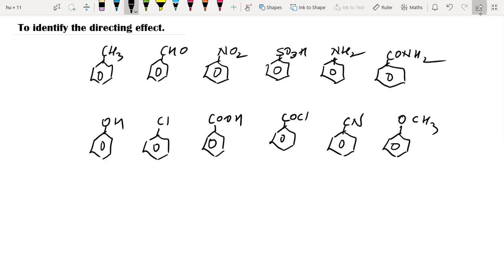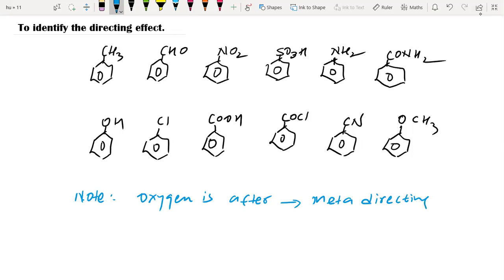Okay, 12 are there. How to identify which one is ortho-para directing and which one is meta directing? For that, a very important note we have to keep in mind: if oxygen is after linkage with the benzene ring, that you'll understand when I write this. When oxygen is after, that shows a meta directing group.